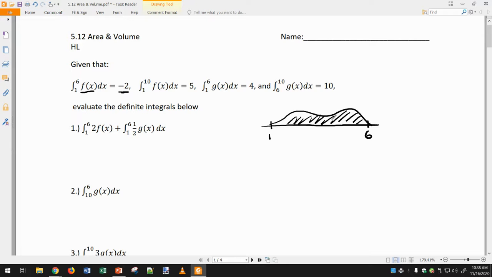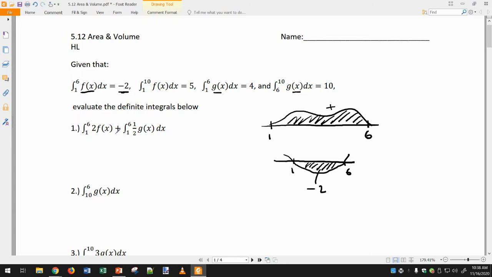that it can't look like this. The area would have to be going underneath the x-axis from 1 to 6. So technically you could have an area that's negative if it's below the x-axis. If it's above, then it's positive. Okay? And then you've got other pieces from 1 to 10 equals 5. And then this is for a different function, g of x.